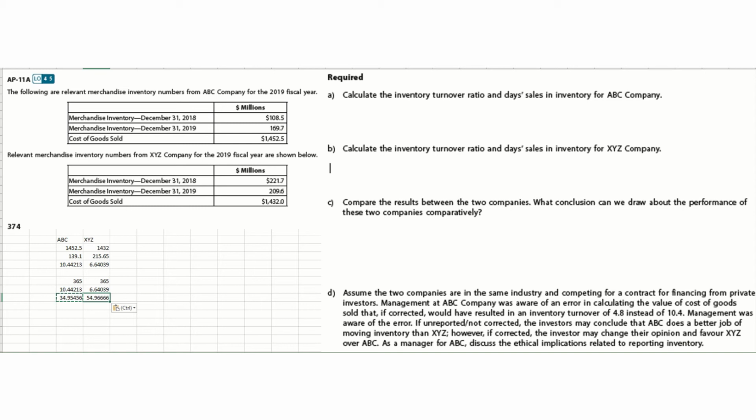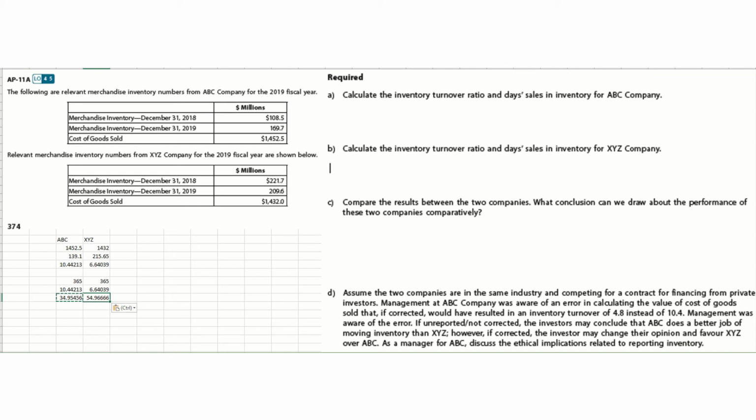D says assume the two companies are in the same industry and competing for a contract for financing from private investors. Management of the ABC company is aware of an error in calculating the value of cost of goods sold. If correct, it would have resulted in an inventory turnover of 4.8 instead of 10.4. Management was aware of the error.